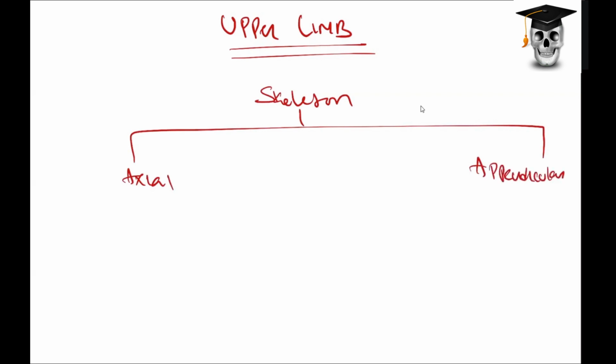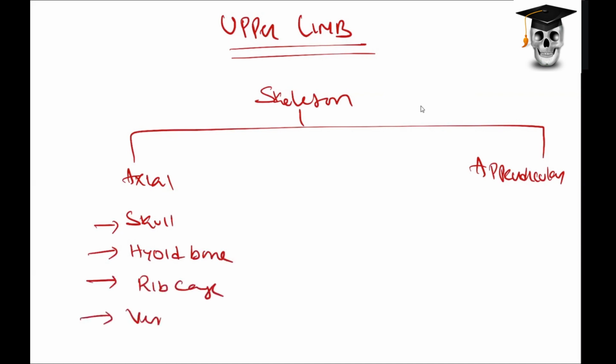Clear? In the axial skeleton, we mentioned this is the one which will come into the midline. So here you have the bones which form the skull, hyoid bone, then you have the rib cage and the vertebral column. Correct?